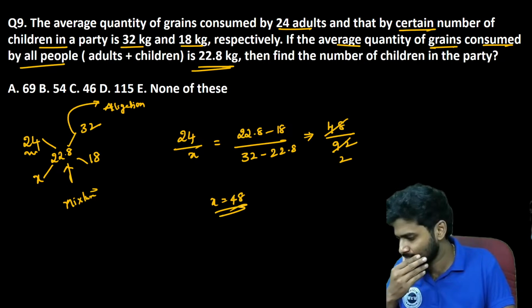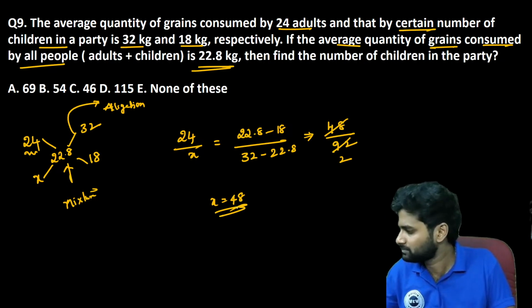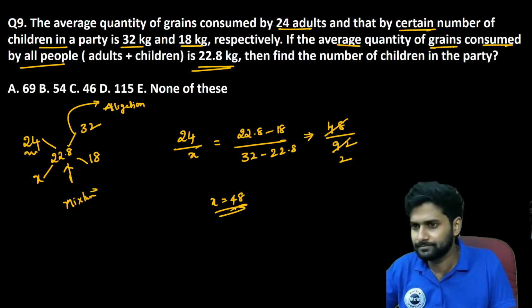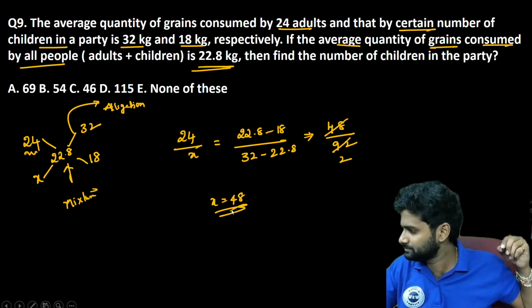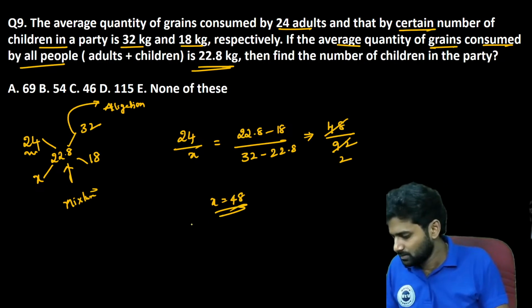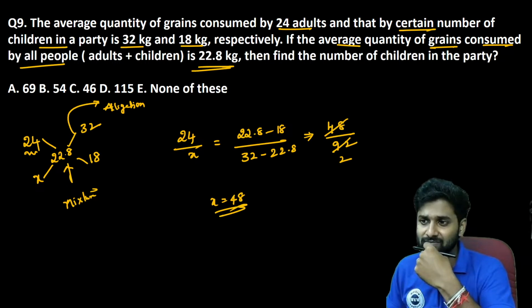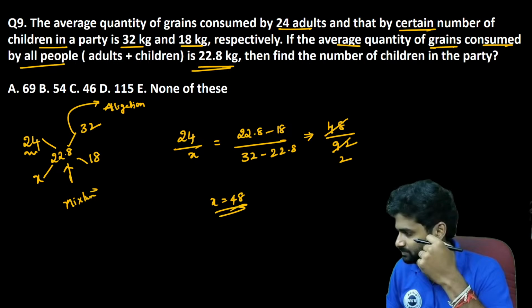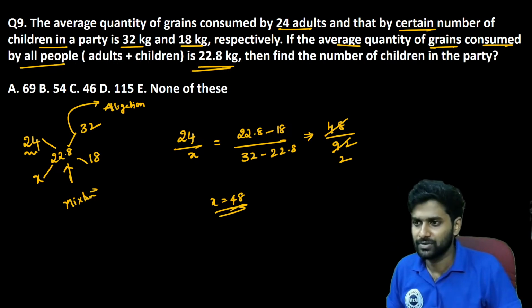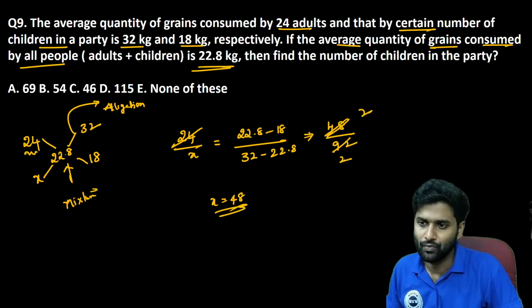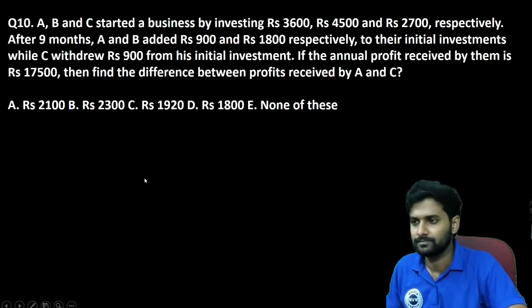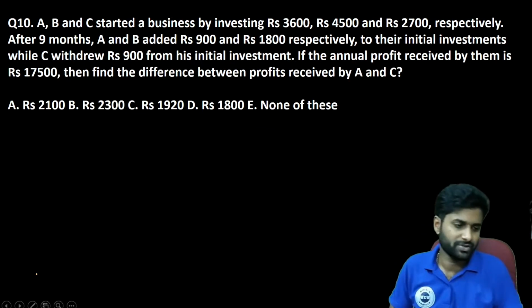Hope it's clear. Just try to understand how we are applying the concept of alligation mixtures here. Sorry, it's 24 twos is 48. Next. Go through the next question.